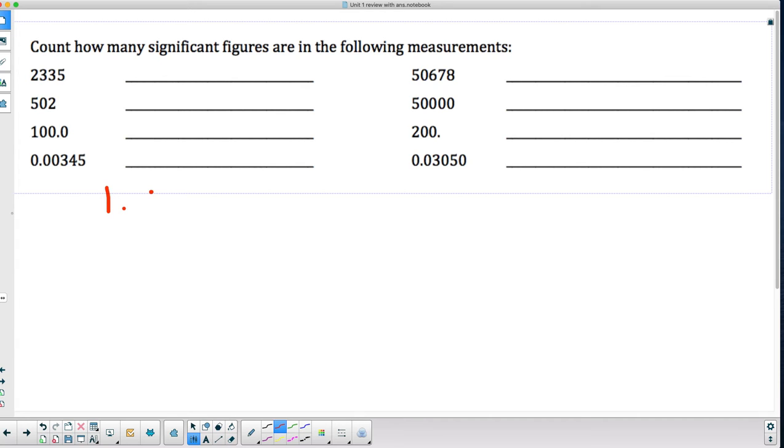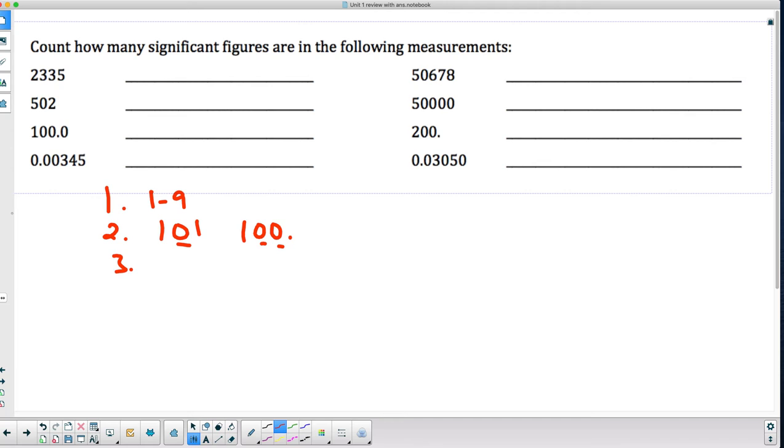The first rule is that if it's from 1 to 9, it's significant. The second rule is zeros in between numbers are significant. And that's also true for zeros in between a decimal point and a non-zero number. So that's also true where these zeros are measured and should be counted.